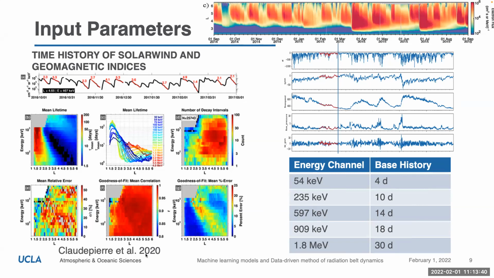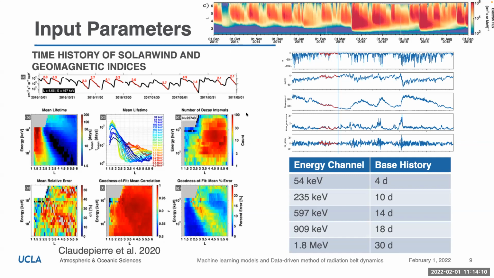Here, I'm showing the results from Seth Claudepierre, who is also a member of our group, for the estimated electron decay lifetime in the radiation belt. As you can see for electron flux here, an enhancement happens, and then it will decay over the next few days if there is no other injection or something like this.